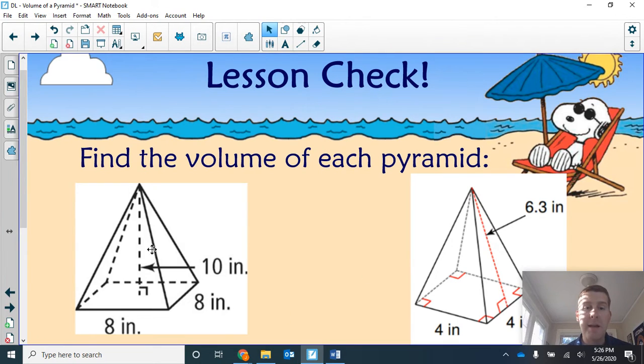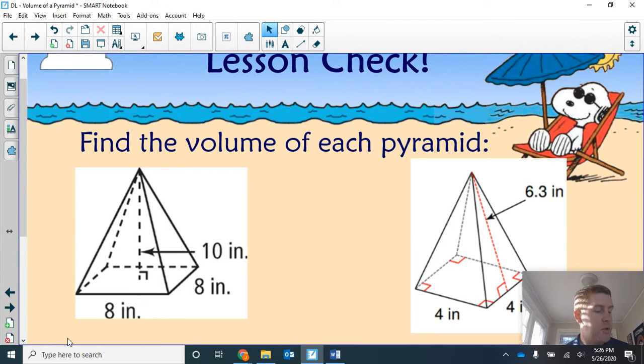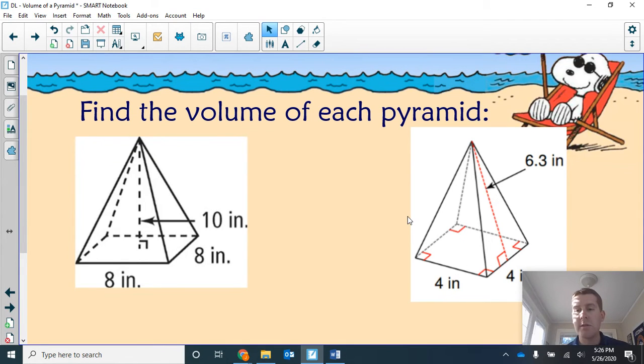Okay, so you should have gotten for the first one here, the answer was 213.3 cubic inches. And for number two, the volume was, we accepted two different answers, either 31.8 or 32. And I'll show you why there's two different answers there.